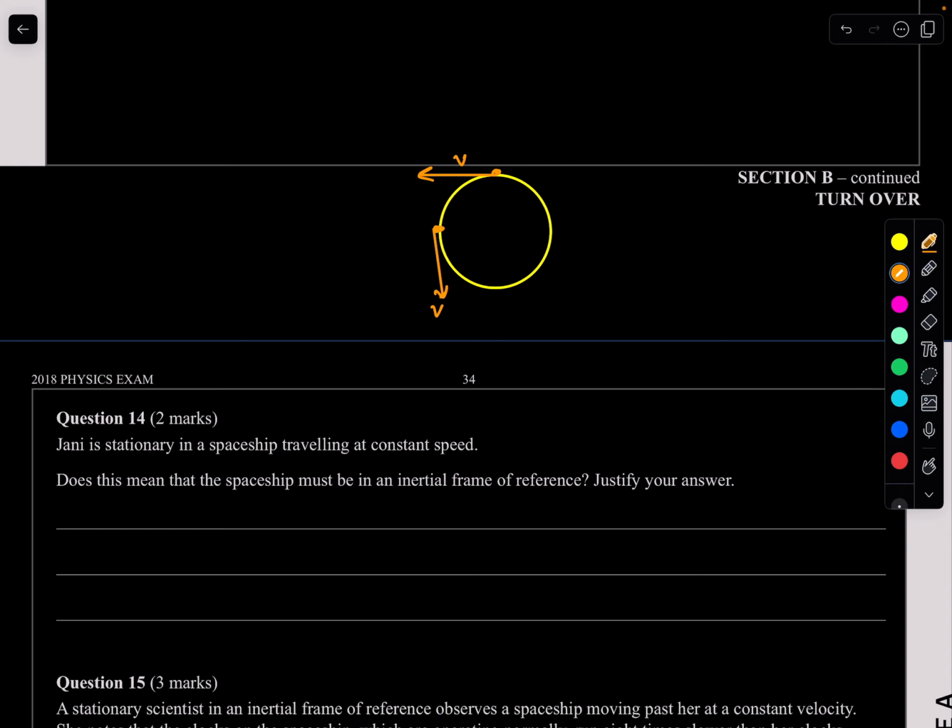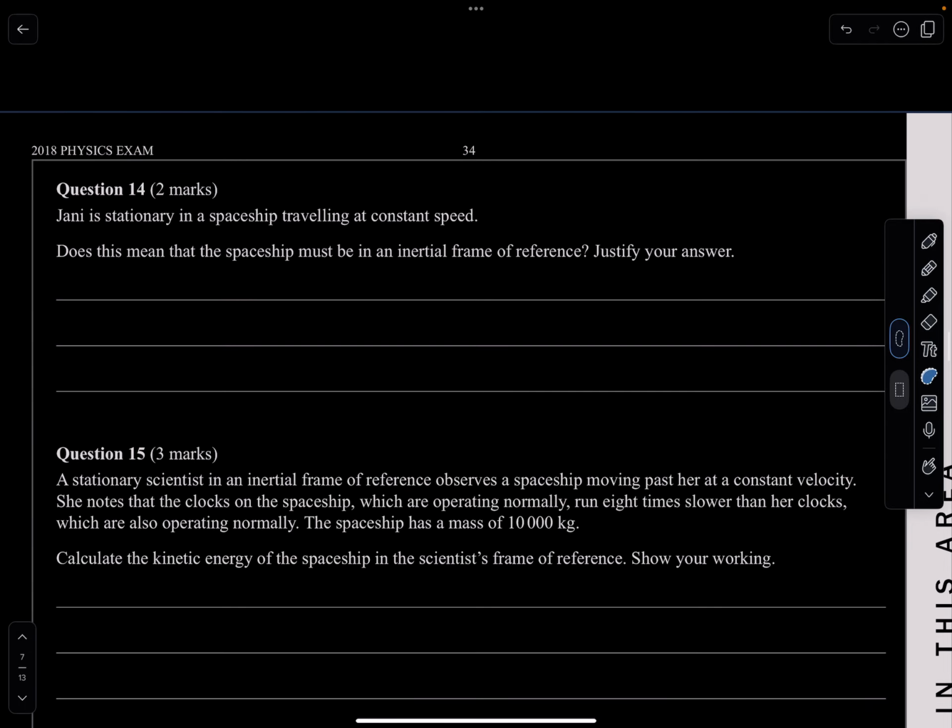Yes, your speed's constant, but your velocity is not constant, meaning if your velocity is changing because of the direction, there has to be acceleration, and that's why it's always towards the center. So it's not an inertial frame of reference because it is accelerating. Be careful of that. Having constant speed doesn't mean that you are in an inertial frame of reference. Beautiful. So let's write that down.